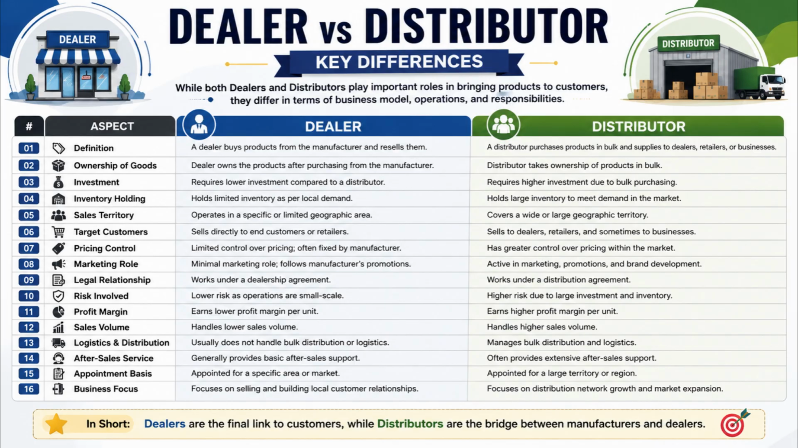Number 16. A dealer mainly focuses on selling products and building local customer relationships, whereas a distributor focuses on expanding the distribution network and market coverage. In short, dealers are the final connection between products and customers, whereas distributors act as the bridge between manufacturers and dealers in the supply chain.